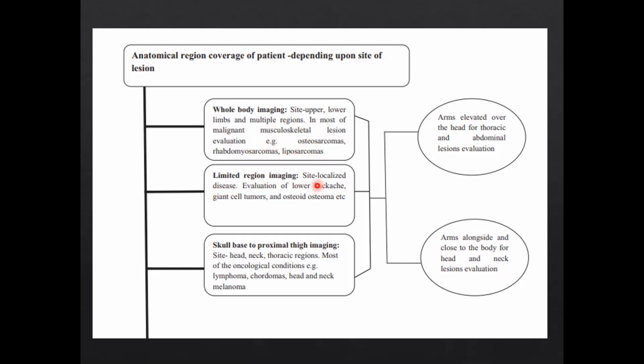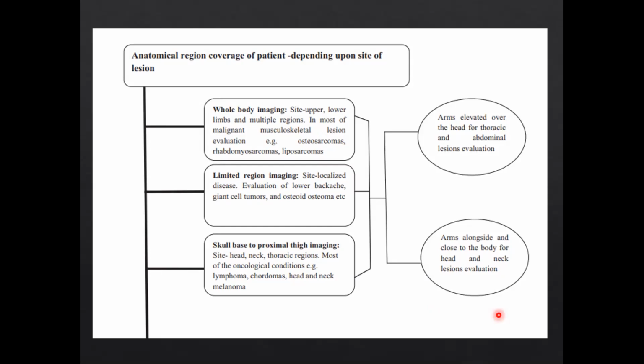And limited areas where you are evaluating backache, joint disease, benign tumors or benign lesions like osteoid osteoma. And skull base to mid proximal thigh, again for conditions like lymphoma, chordoma, head and neck, melanoma. But especially in melanomas, you have to do both lower limbs also, because we don't know where the lesion is, and melanoma is one of the most notorious malignancies involving the cutaneous and subcutaneous planes in the extremities.